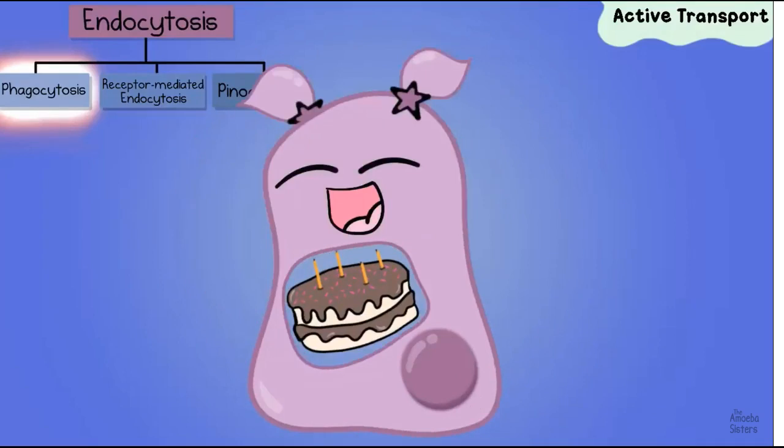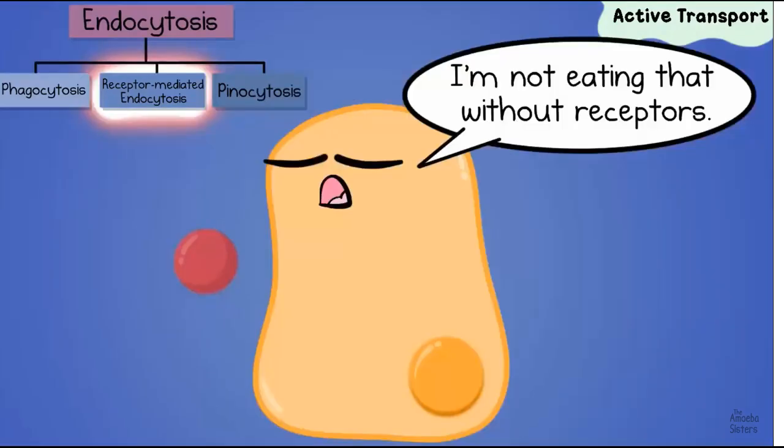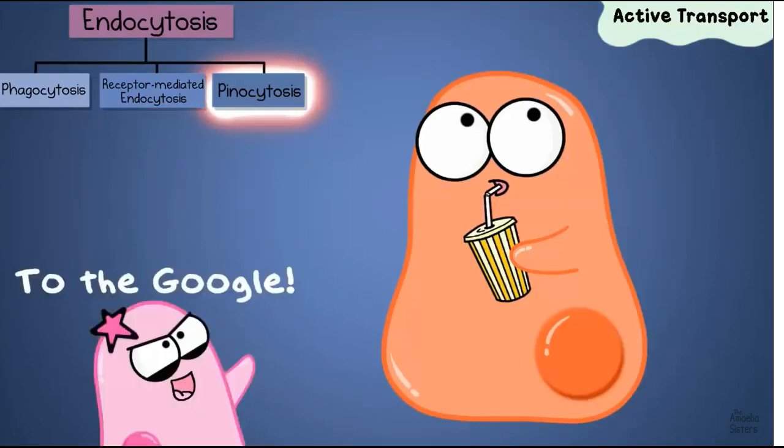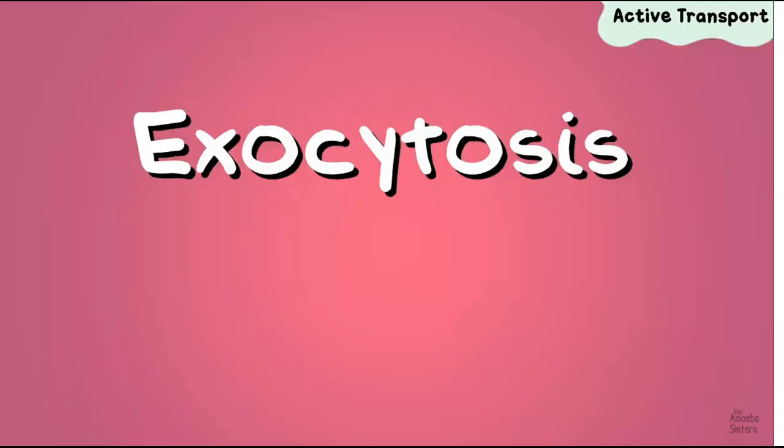In this example, pseudopods stretch out around what they are going to engulf and then it pulls it into a vacuole. And there are other forms too, such as the fancy receptor-mediated endocytosis. This is where cells can be very picky on what's coming in because the incoming substances actually have to bind to receptors to even get in. Or pinocytosis, this allows cells to take in fluids. So go to Google to find out more details of the different types of endocytosis.